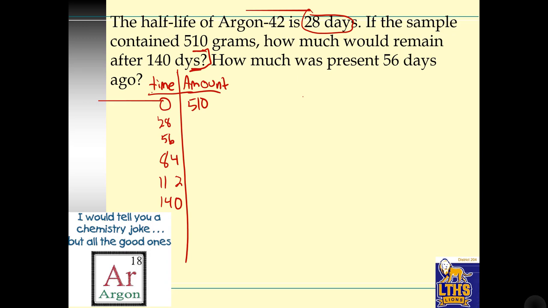So over here, what I did was I added a half-life. Notice how my half-life is 28 days. Over here, what I'm going to do is divide by 2. Half of 510 is 255. Half of 255 is 127.5. Half of 127.5 is hard.